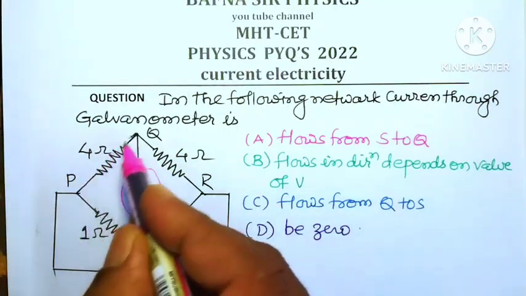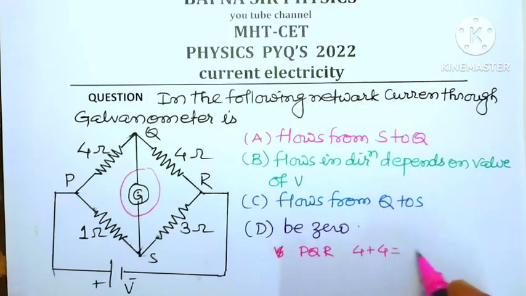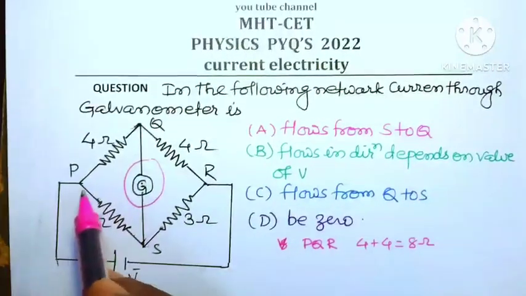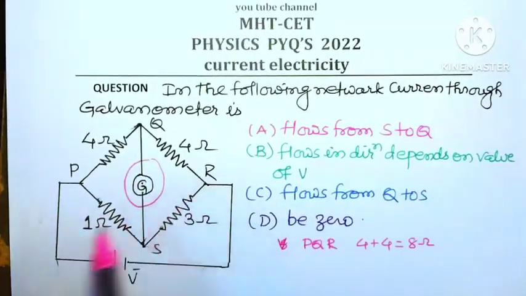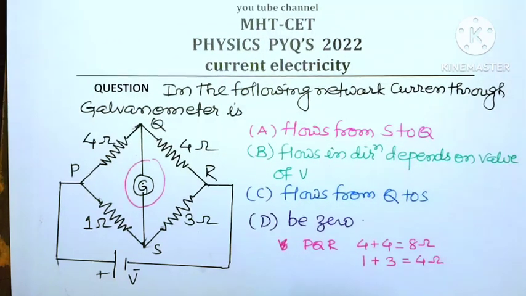So the effective resistance of the upper branch, that is branch PQR. What is the effective resistance of branch PQR? It is equal to 4 plus 4, that is equal to 8 ohm. While the lower branch, which is PSR, is a series combination of 1 ohm resistance with 3 ohm resistance. So the effective resistance of the lower branch is 1 plus 3 equal to 4 ohm.